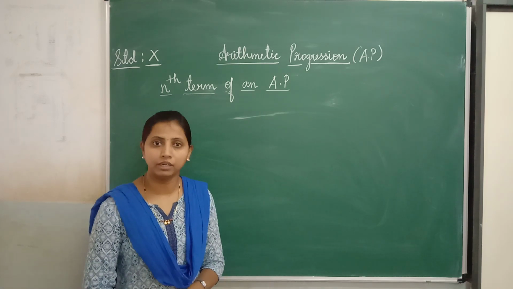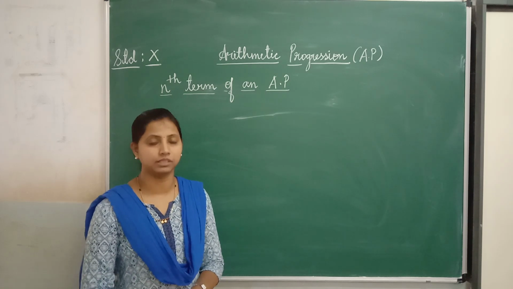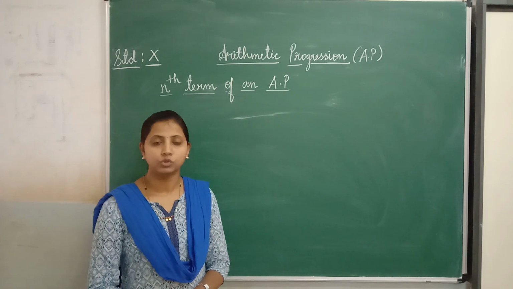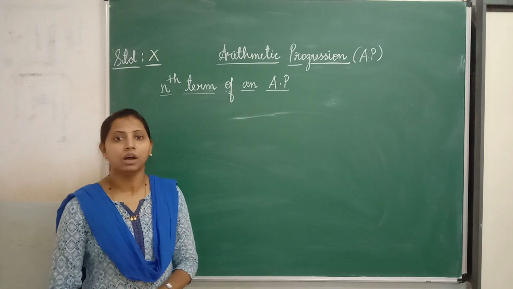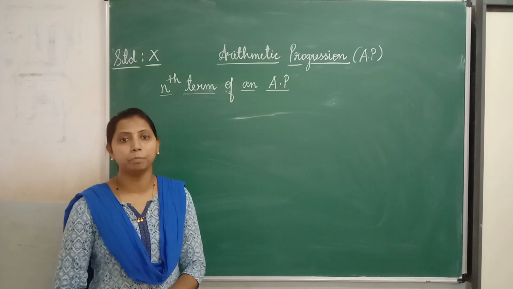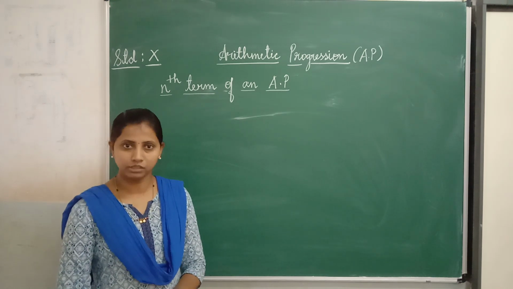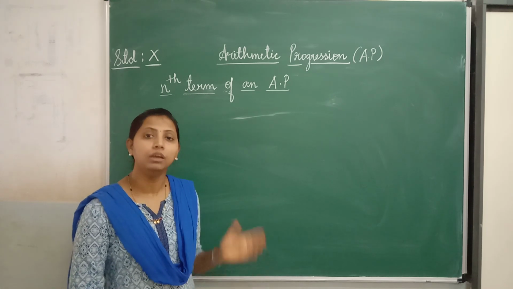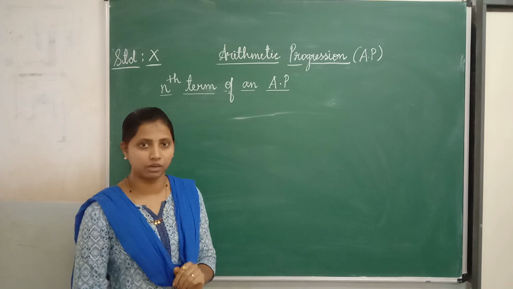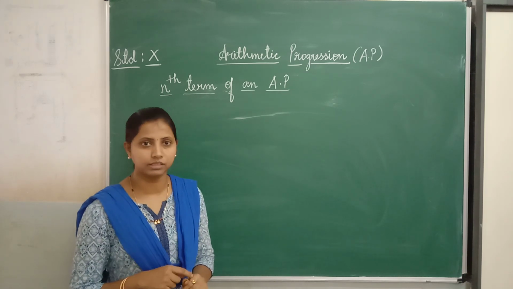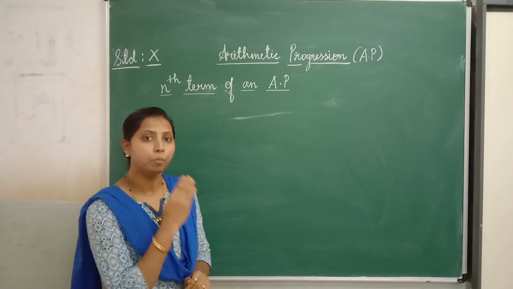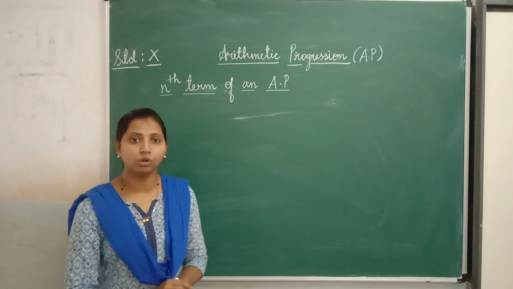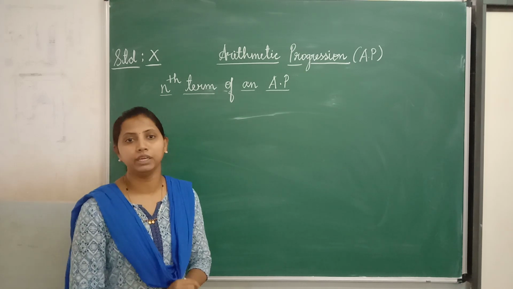Then you have learned that when the first term and the difference are given, the first term is represented by A and the difference is represented by D. So when the first term and the difference are given, how to write the list of numbers which form an AP, even this you have studied. And you also know how to write the successive terms of an AP when a list of numbers in AP is given. That is, go on adding the difference to the preceding term, you get the succeeding terms of an AP. And you have also studied the standard form of an AP.